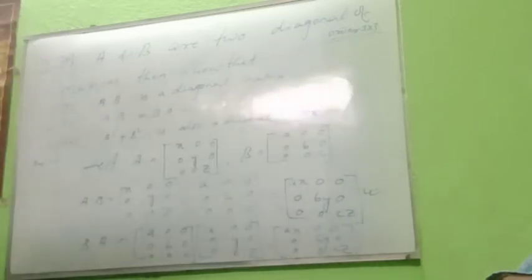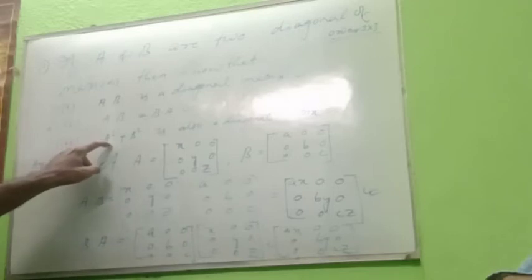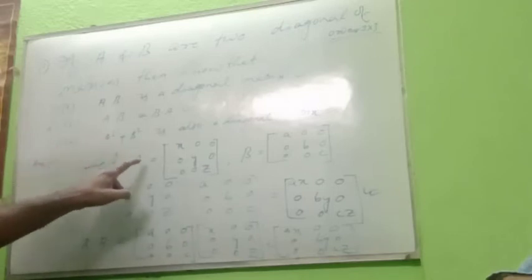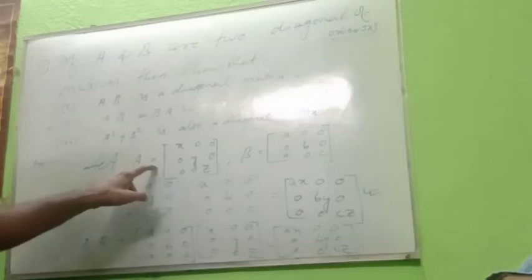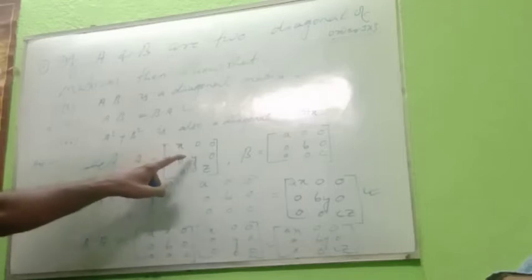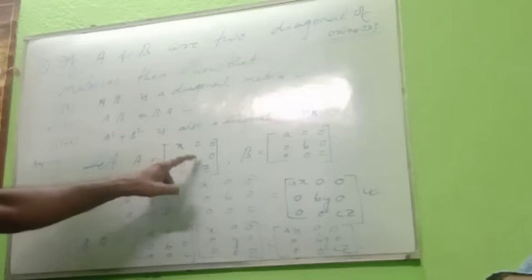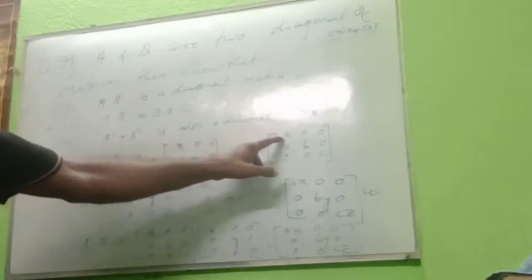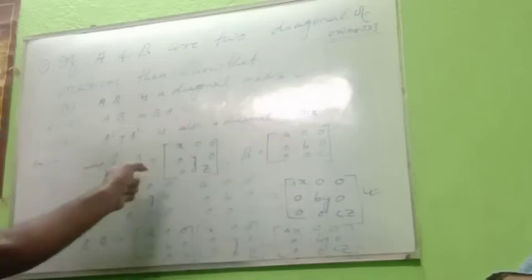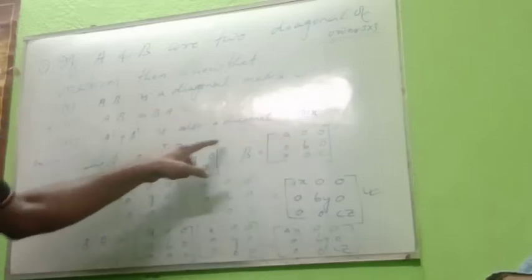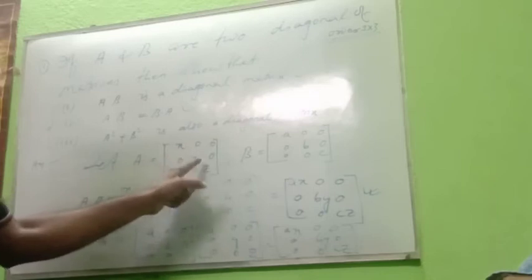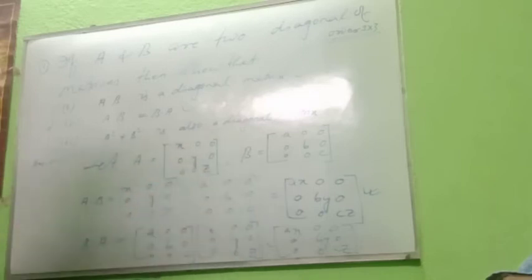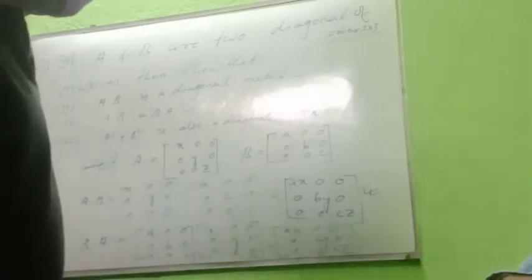Next, the third part. If you multiply A into A, you get A square. If I multiply A into A, I will get x square, y square, z square, remaining part 0, and B square will be a square, b square, c square, remaining part 0. If I add, what will I get? Same thing. I will show it next.